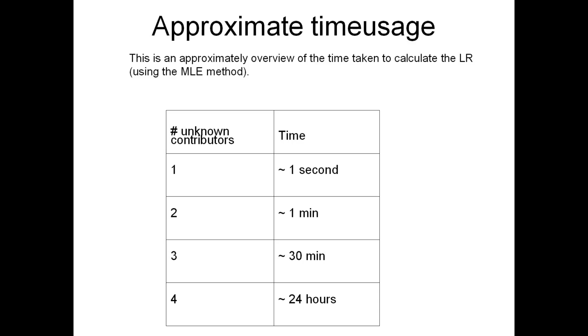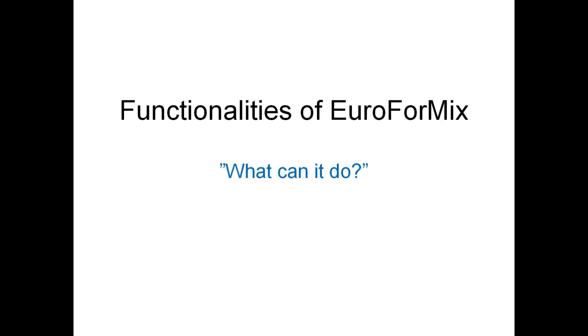The approximate time usage for EuroForMix in order to calculate the LR is that one unknown contributor takes about 1 second, 2 unknown contributors takes about 1 minute, 3 unknown contributors about 30 minutes, and 4 unknown contributors about 1 day. So EuroForMix also contains a lot of functionalities.